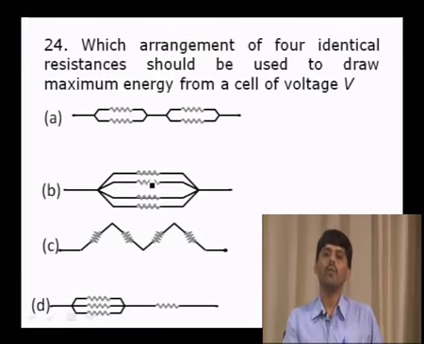Question number 24. Which arrangement of 4 identical resistors should be used to draw maximum energy from a cell of voltage V? They were given 4 resistors and 4 options: A, 2 parallel; B, 4 are parallel; C, all are in series; D, 3 are in parallel and 1 is in series with the combination.